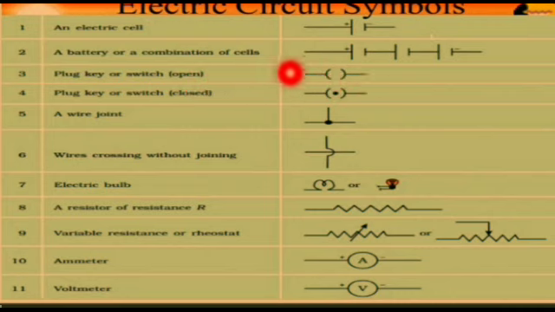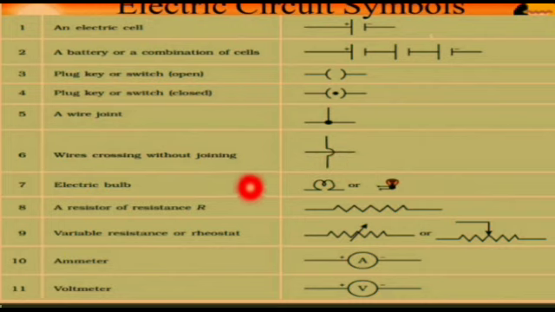Then plug, key or switch, that is open. This type of symbol explains the key or switch is open. If the dot is present at the center, that is switch closed, that is plug, key closed. And a wire joint, like this, and wire crossing without joining, like this.